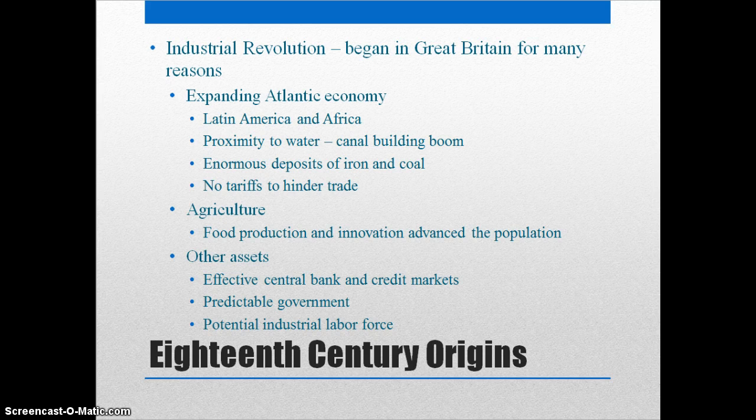Other assets. Great Britain had an effective central bank, solid credit markets, and a burgeoning modern economic infrastructure that really laid the groundwork and support for investment in industry. Their government had been stable for a very long period of time. This goes back to the establishment very early on of a constitutional monarchy and then moving forward. And that stability in government increased confidence. And along with that growth in population and confidence in government, there was this increased labor force that was waiting to work.